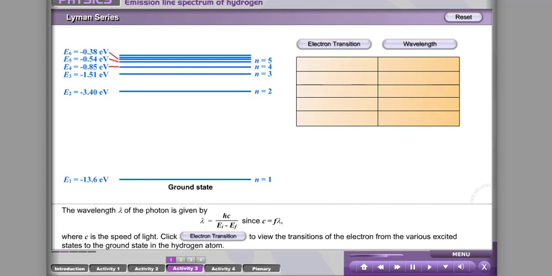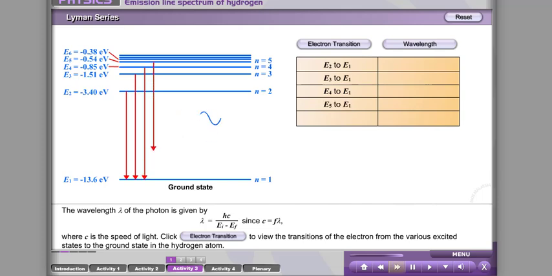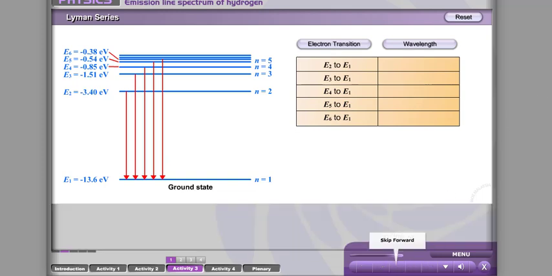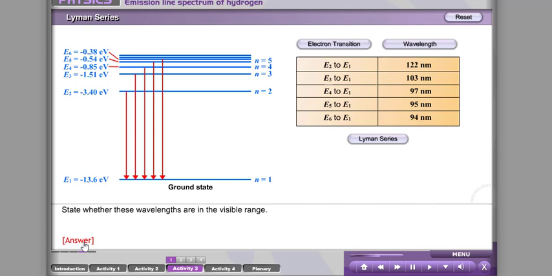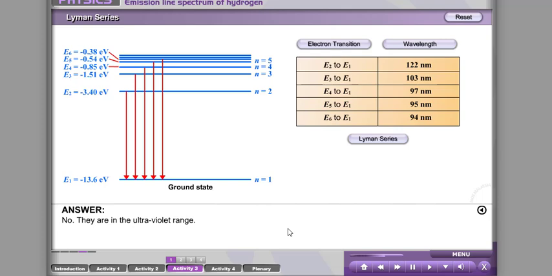Click the Electron Transition button to view the transitions of the electron from the various excited states to the ground state in the hydrogen atom. Calculate the wavelength of the emitted photon in each transition. Click the Wavelength button to check your answers. State whether these wavelengths are in the visible range. Answer: no, they are in ultraviolet range.